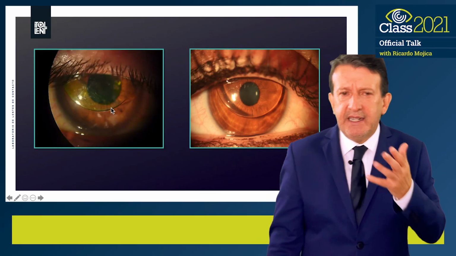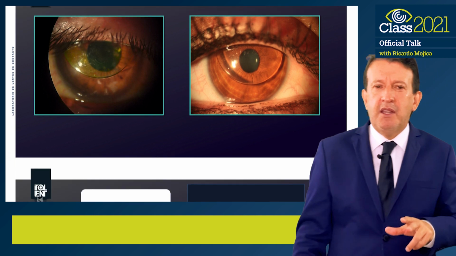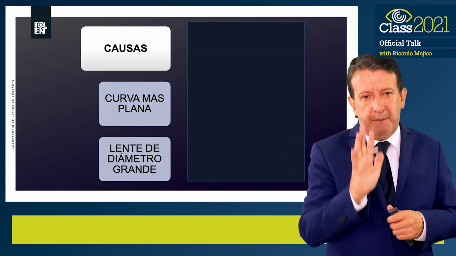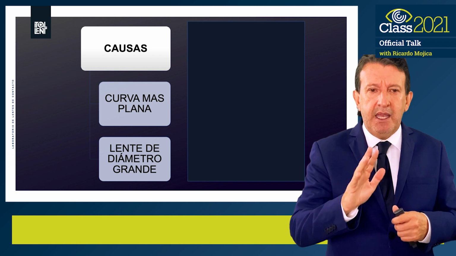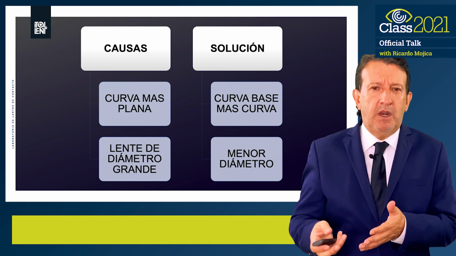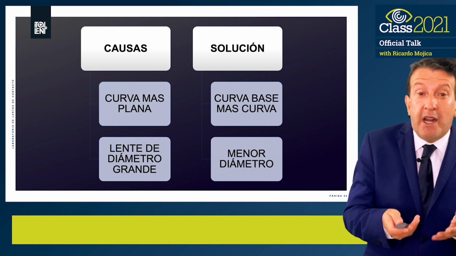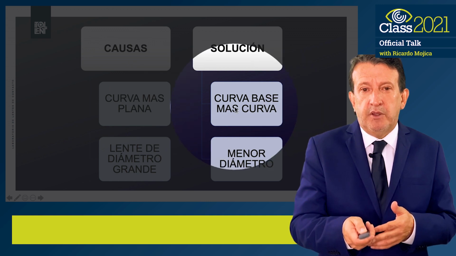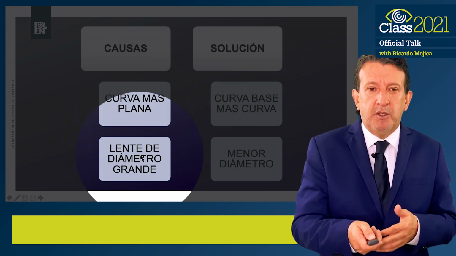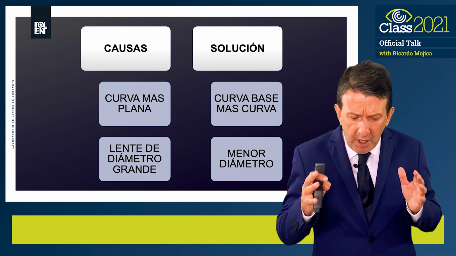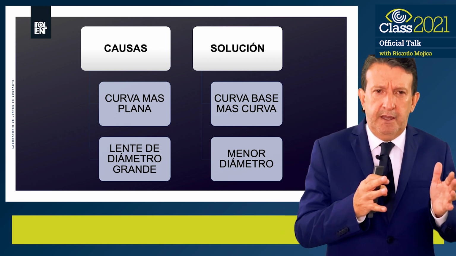And what would be the cause of that lens being so retained by flattening, that the curve is so flat, and that my eyelid does not let me close, or that the diameter is very large? And as the solution, with the opposite of the cause, because it is flat, then what do I do to make it more curved? Or if the diameter is very large, then we will decrease the diameter. Then there are two different concepts. It does not mean that one is better than the other.